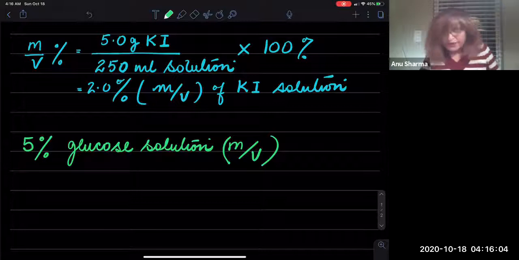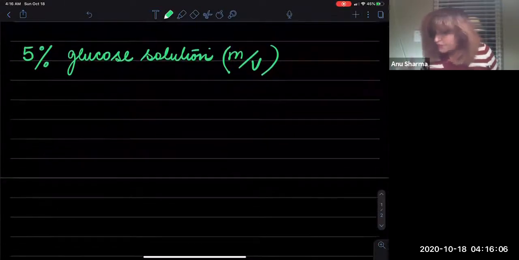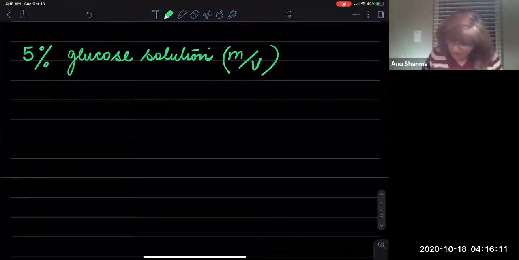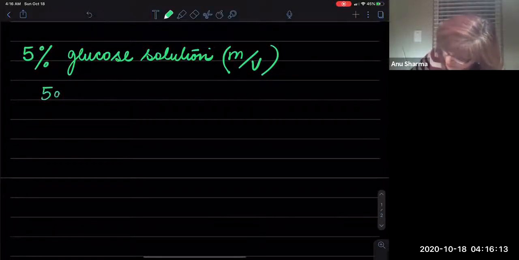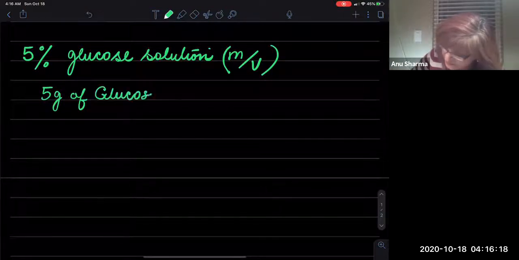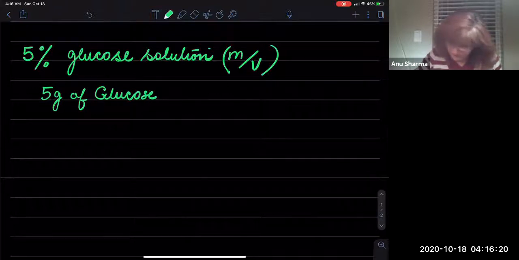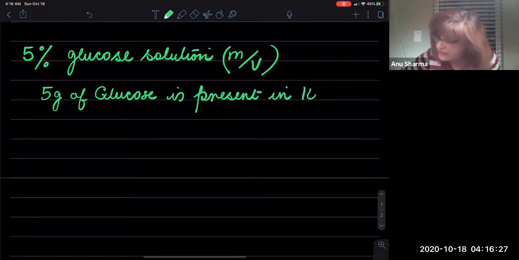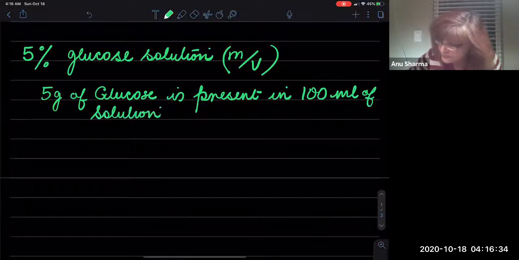So here we are going to look at it. What does this mean? 5% glucose solution. What is the meaning of that? This means that 5 grams of glucose is present in 100 milliliters of the whole solution.